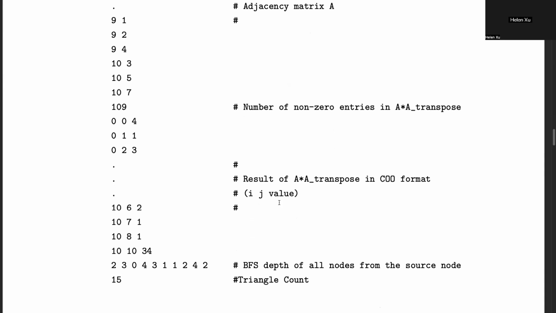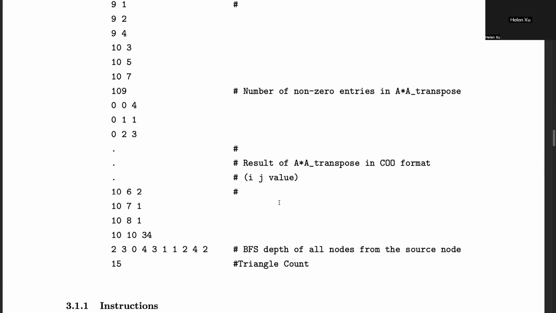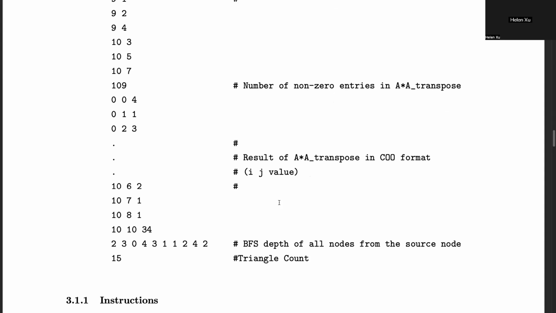And then there's some other stuff written in this file, like the correct output, because we read the correct output for validation. For SPGEMM, it's just the A times A transpose in the same format. And then the BFS vector, which is the distance from the source node. And then finally the triangle count. Triangle count is just one number.